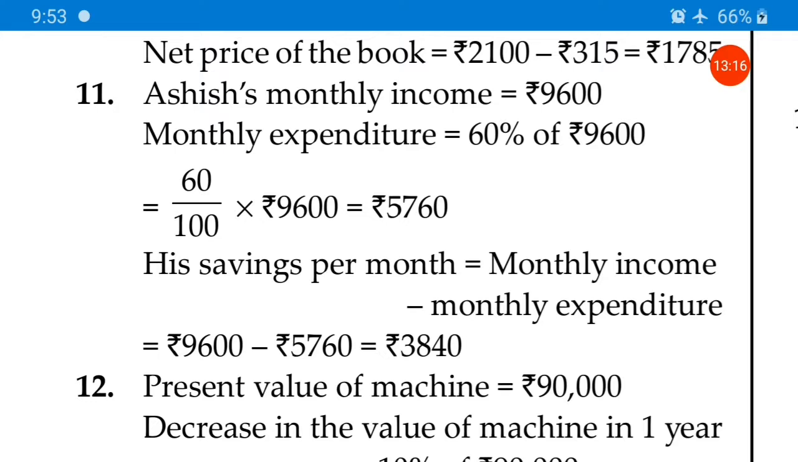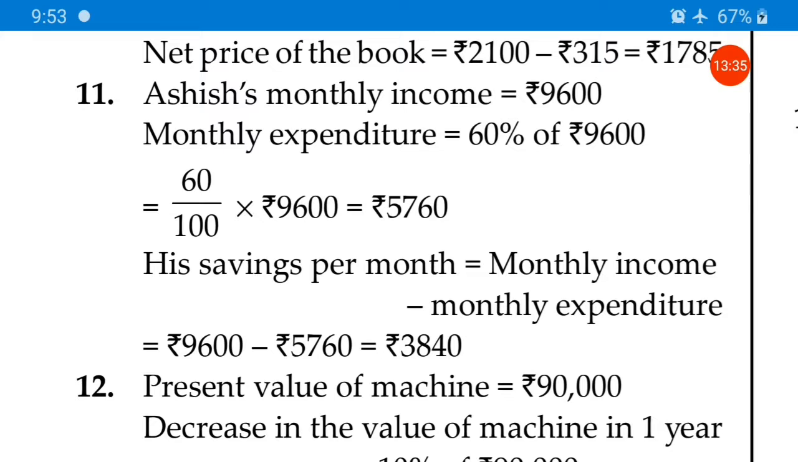3840 rupees. So here we can understand that in exam sometimes in place of 60 it can be given 50% also, or it can be given 70% also. So vice versa, the value will change, even the answer also will change.